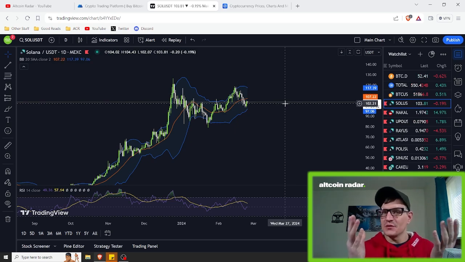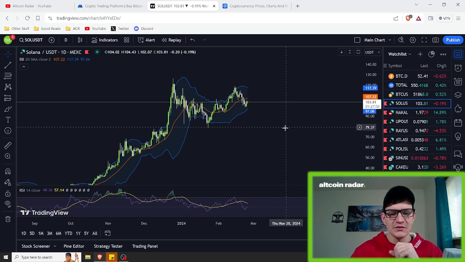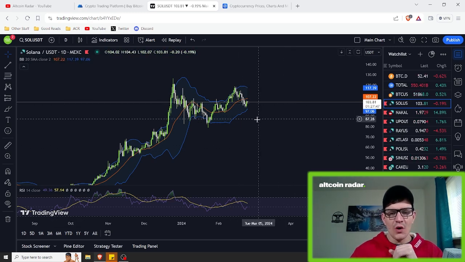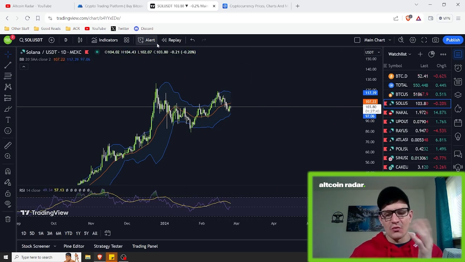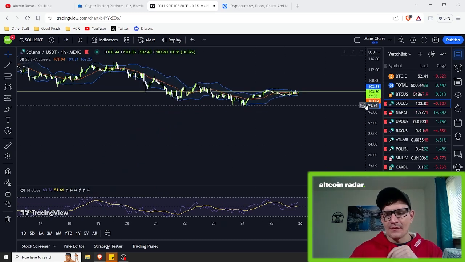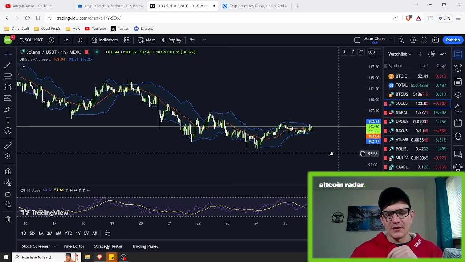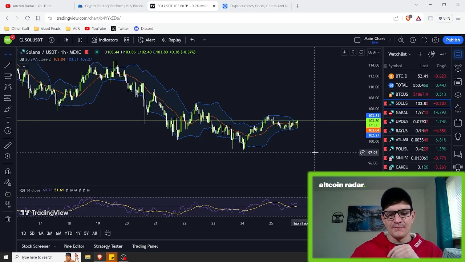So how do you scalp the crypto market with these Bollinger Bands? Here is how I do it step by step. Since I am a hardcore educator and I love helping people, this is going to be in a very step-by-step fashion. Step one, the first thing you want to do is open the 1 hour chart on your TradingView, on whatever coin you're trading. So let me get to the 1 hour chart, and we will open it up. We are currently on the 1 hour chart.